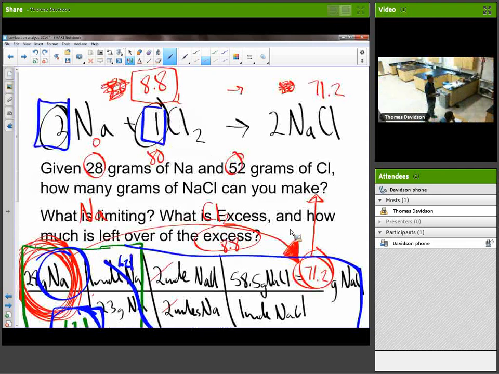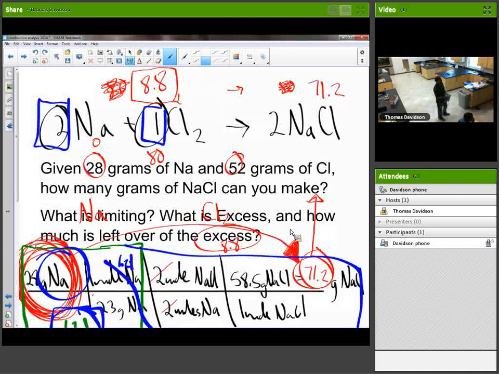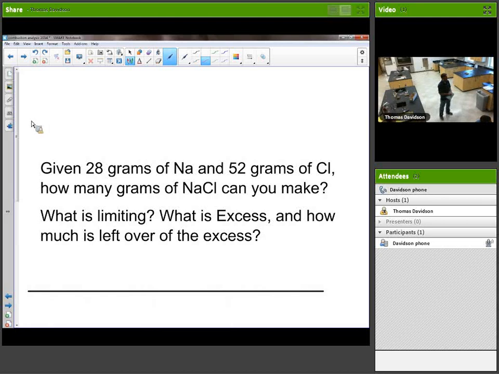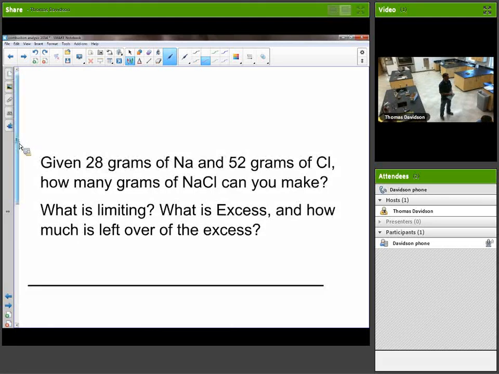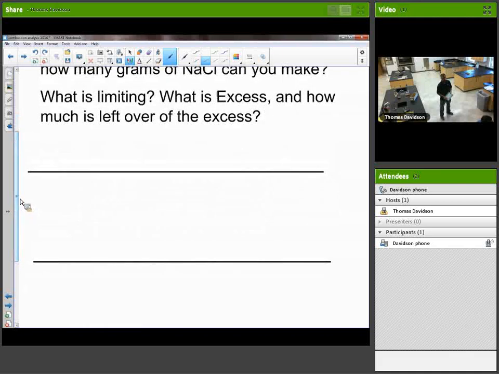Here we go. Let's clear all this out. All right. Given 28 grams of sodium and 52 grams of Cl, how many grams of NaCl can you make? What is limiting, what is excess, and how much is left over of the excess?